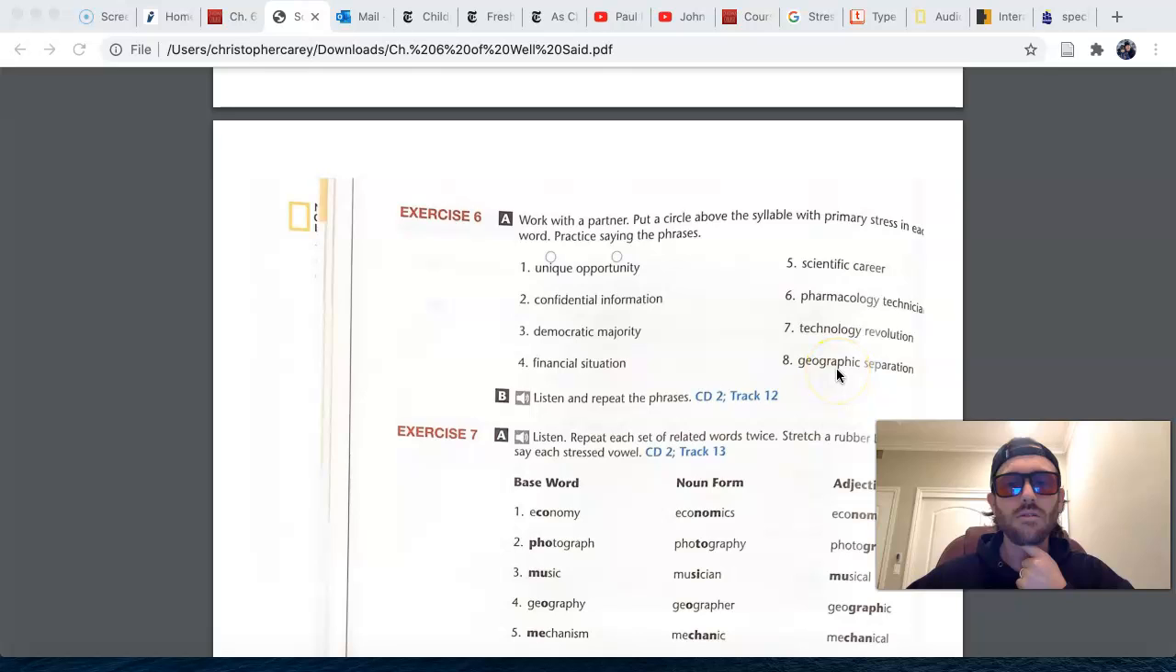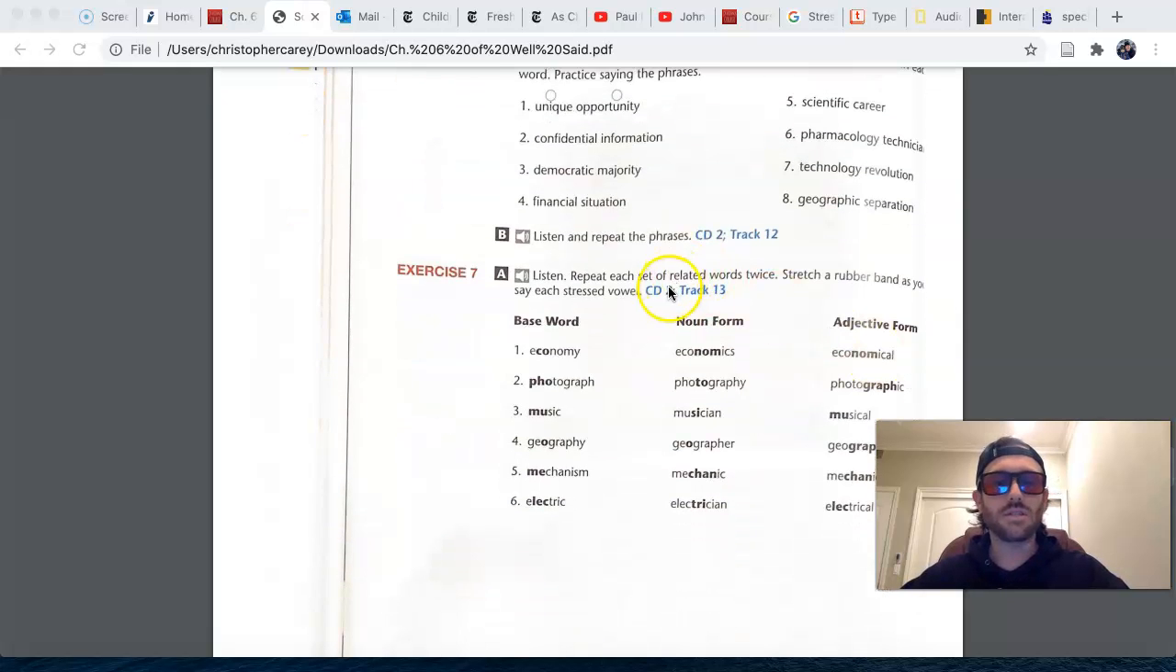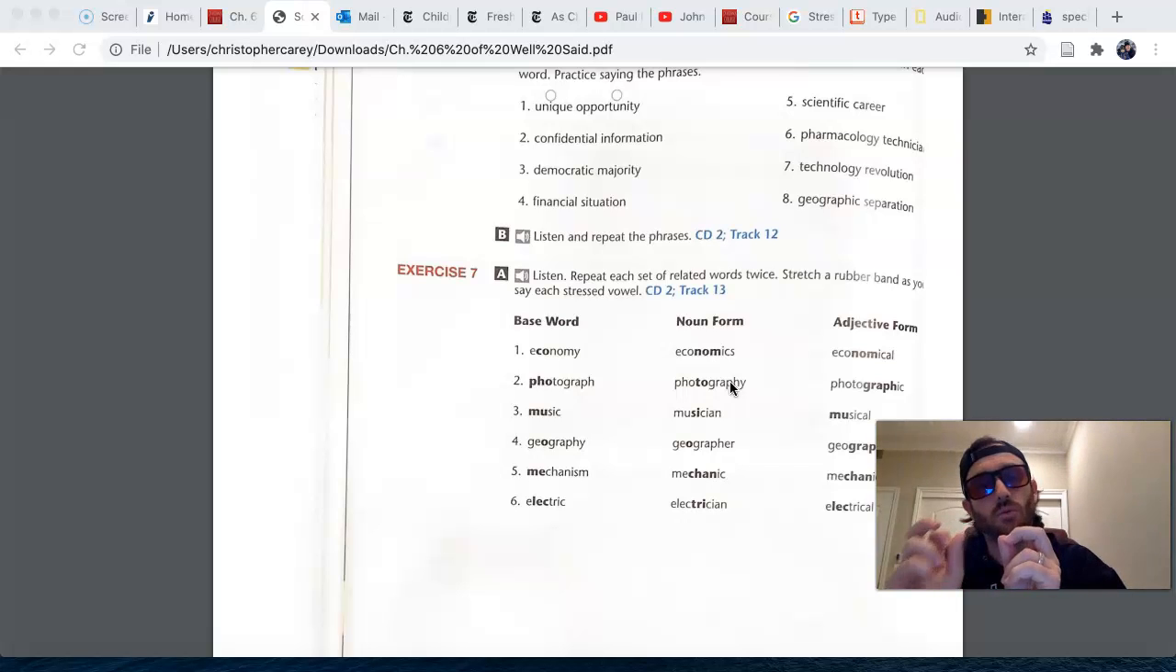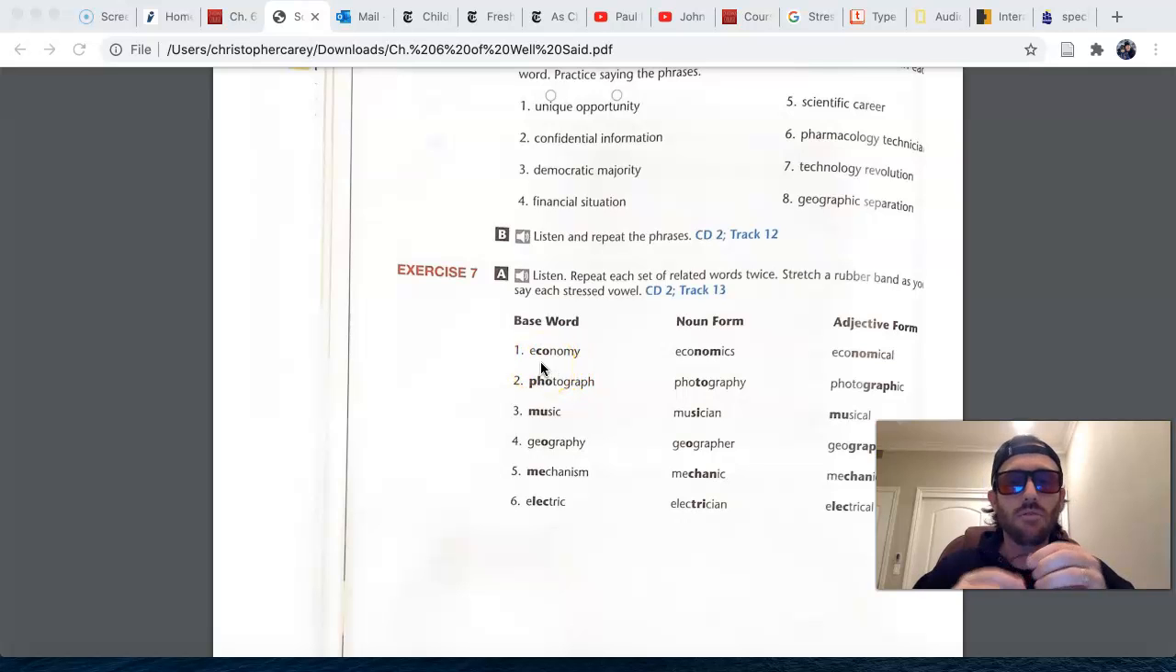Geographic, separation. So put the large circle above the syllable where you hear primary stress, and then you can listen to CD2 track 13 and play around with the base word and take note of how when you add these suffixes, the stress shifts over to the syllable that comes right before the suffix. Economy, forgive me, I forgot to use these.